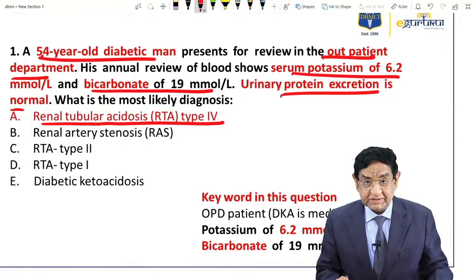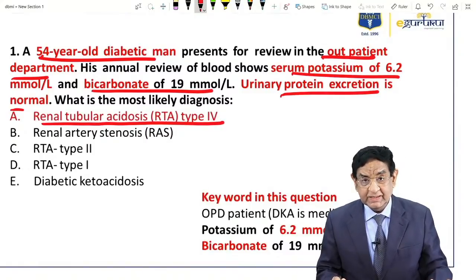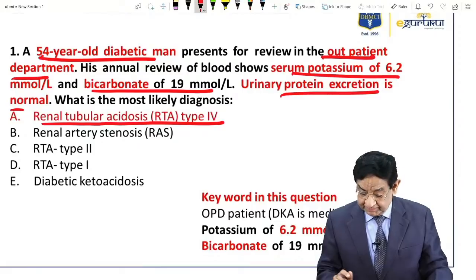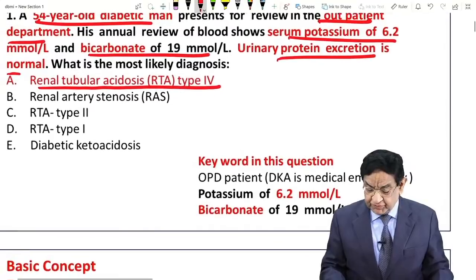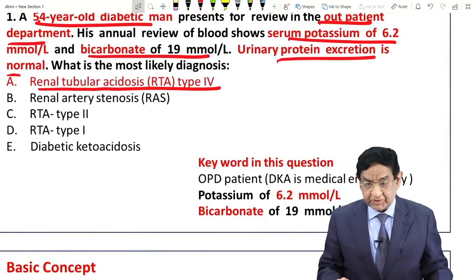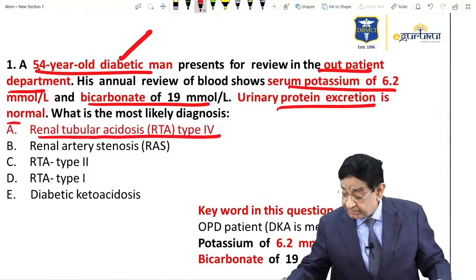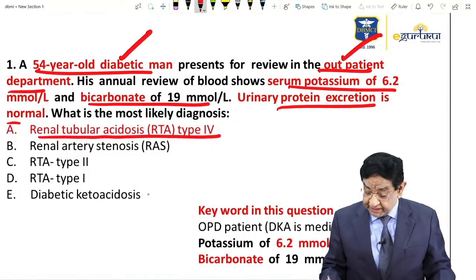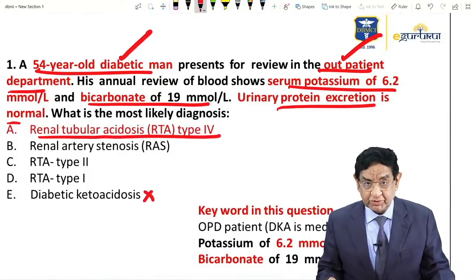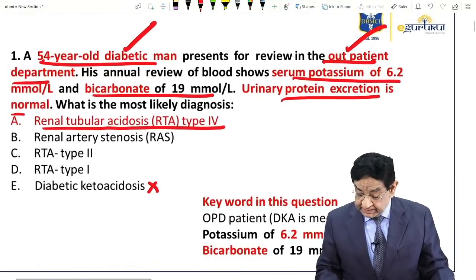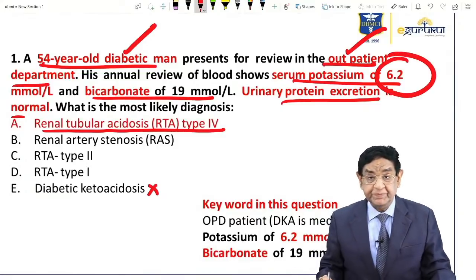Why is this the answer? Why not others? That you will not understand unless we know the basic concept about RTA. But before I proceed further, a few things in this question. The patient is a diabetic person and he has come to the OPD. So this cannot be DKA. DKA is a medical emergency. The patient will not walk to you in the OPD. It's ruled out.